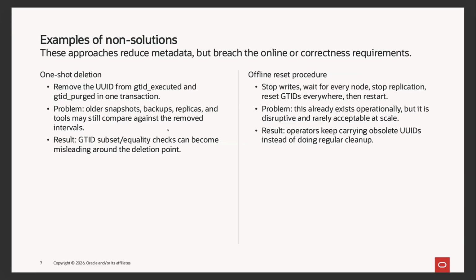Another example is the offline reset procedure. So stop everything, wait for every node and stop replication after everything is synced. And then reset GTIDs everywhere and restart. This already exists today, but the problem is that this does not work in a never-stopping world. So we will need to stop everything, start everything again, and this would again make all backups invalid. So it just doesn't scale.